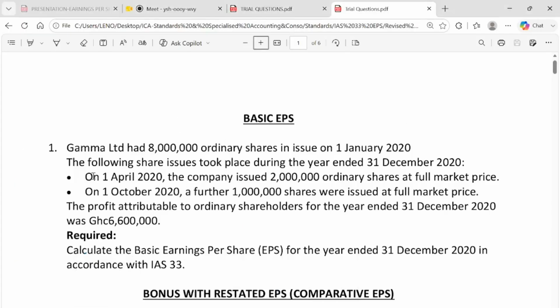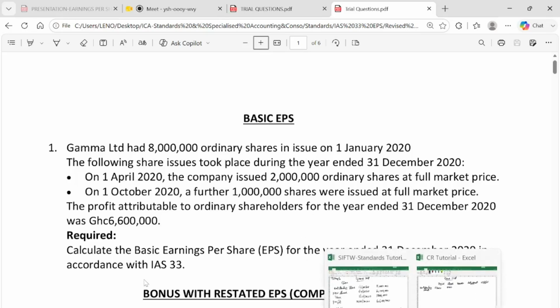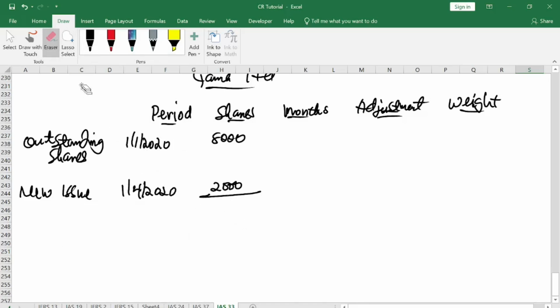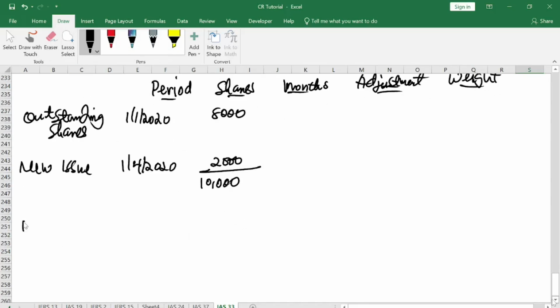Let's check. Yes, they said that on 1st April 2020, the company issued 2 million ordinary shares at full market price. So that is a new issue, 2 million, which is 2,000. Then let us add it. When we add, we have 10,000.